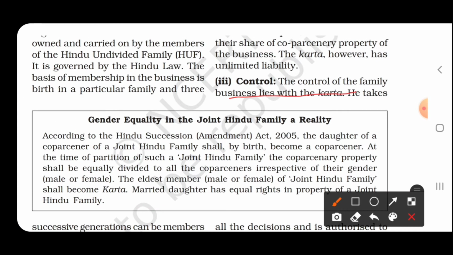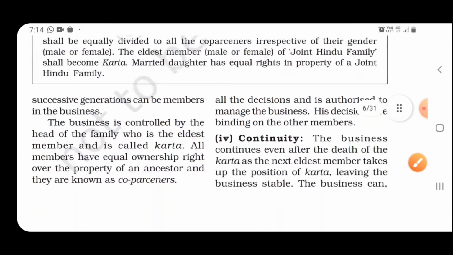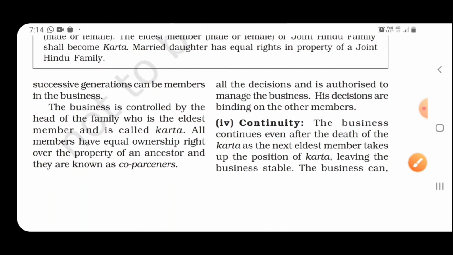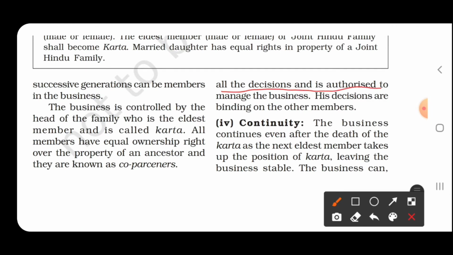The control lies within the karta. He takes successive generations, he takes all the decisions and is authorized to manage the business. So he is taking all the decisions. The karta is taking all the decisions and he is authorized to manage the business.